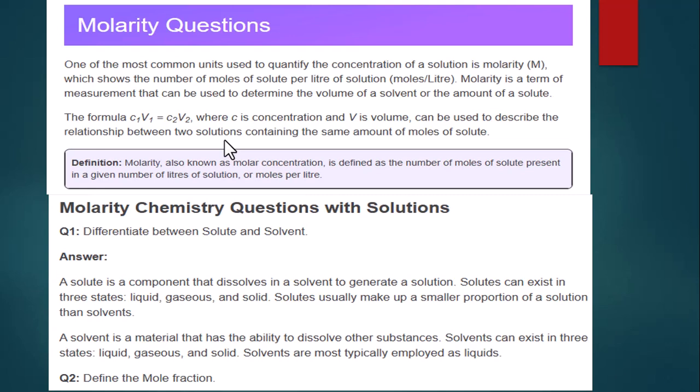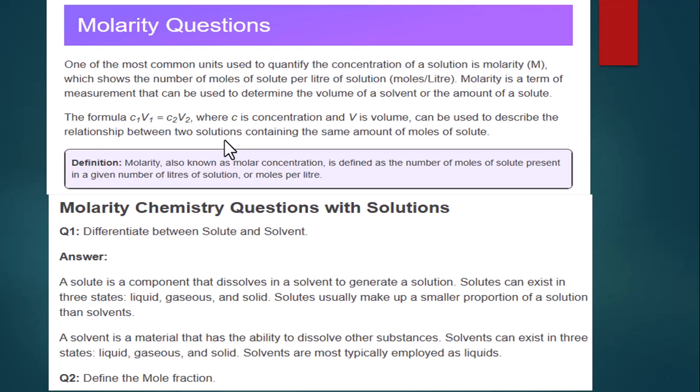So, molarity questions. We have the heading, and they say one of the most common units used to quantify the concentration of a solution is molarity. So this is a concentration of a solution that we are dealing with, which shows the number of moles of solute per liter of the solvent. Very important things that we need to note there.